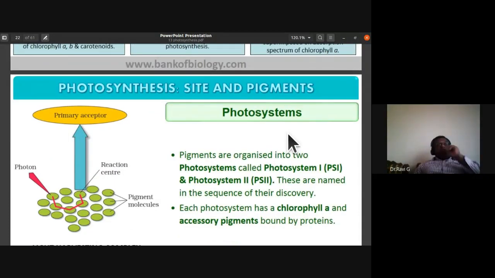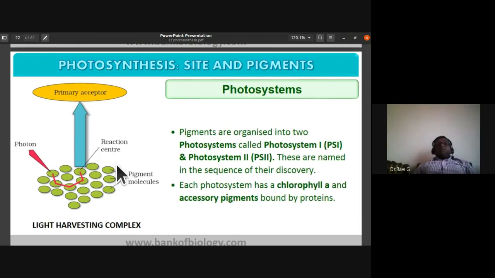Then the photosynthesis site and pigments. The pigments are organized into two photosystems. We call them photosystem 1 or PS1 and photosystem 2 or PS2. These are named in the sequence of their discovery. Each photosystem has chlorophyll A and accessory pigments bound by protein. So each photosystem has a chlorophyll A pigment and also accessory pigments. They are all bound by proteins.